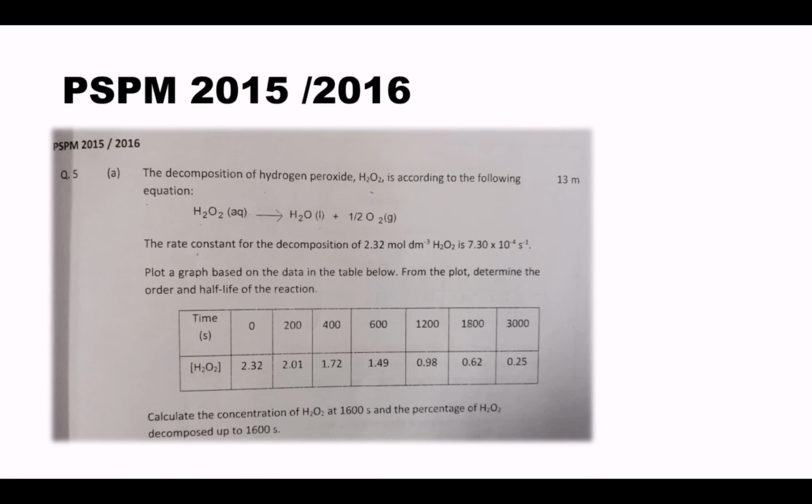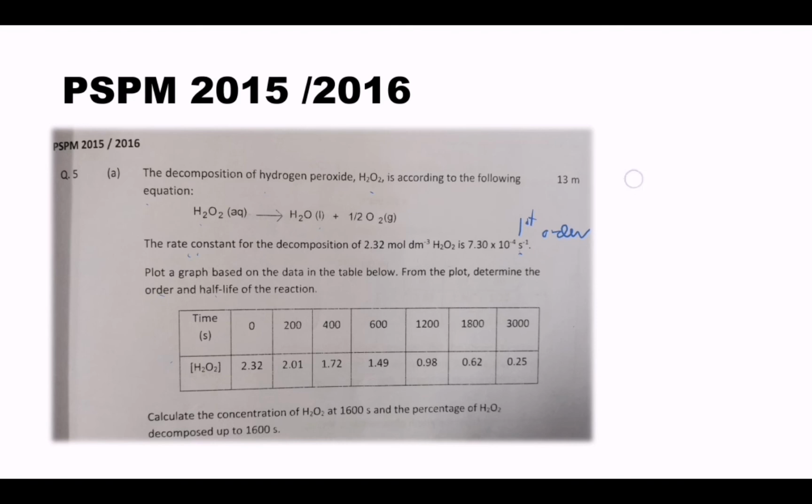Okay, ada juga soalan yang bagi data dia suruh cari rate constant, tapi soalan ni diberi rate constant. Okay, unit pun dia bagi. So kita tahulah daripada s^-1 we know that this is first order. Plot a graph based on the data from the table below. From the plot, determine the order and half-life of the reaction. Okay, so soalan ni dia dah bagi tahu dah first order. So kalau kat sini plot a graph ni, dia tak bagi tahu pun nak kena guna method yang mana, sama ada linear graph ataupun concentration versus time. So awak boleh buat dua-dua cara.